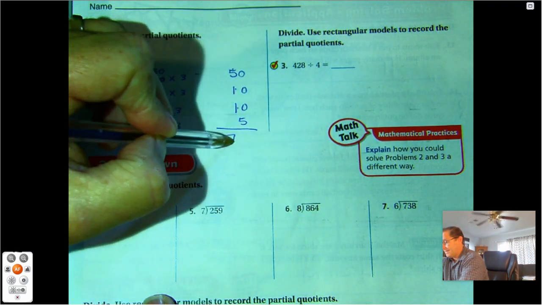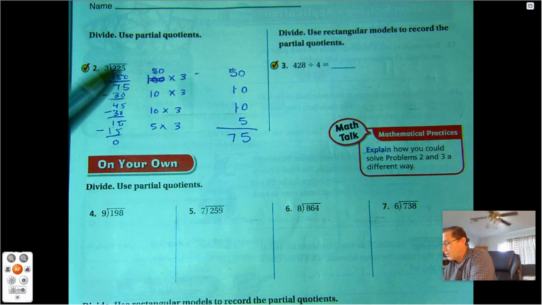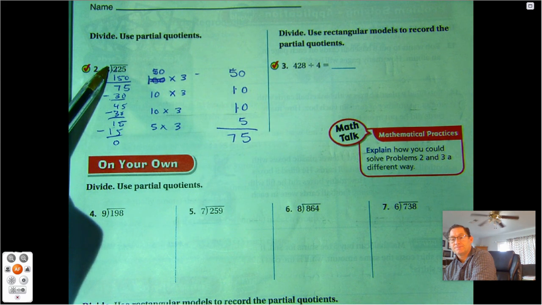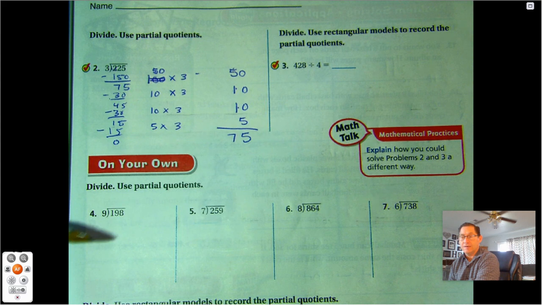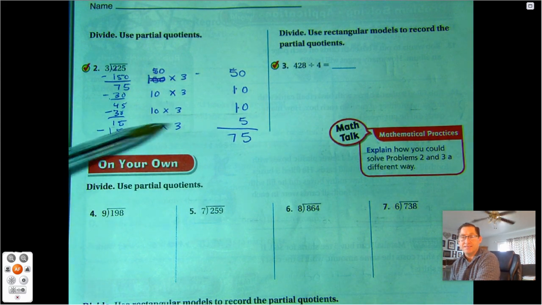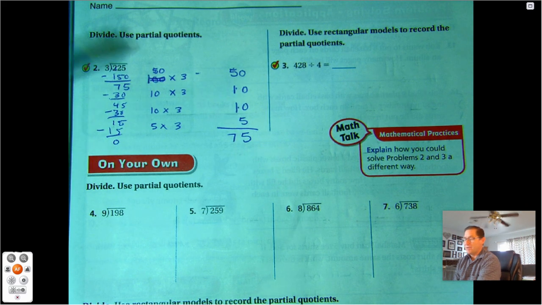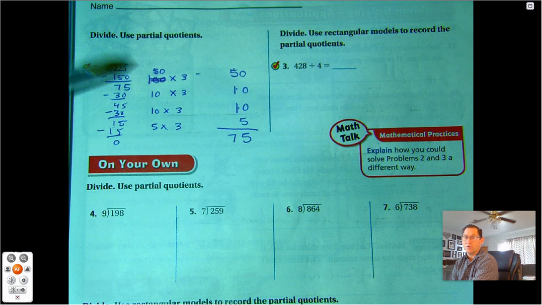So I could have started by going 70 times 3. And that would have given me 210. And then multiply by 5 sets of 3 to finish it off. So it doesn't matter how you get there. I did wind up with 70 here. I just broke it up into smaller numbers.